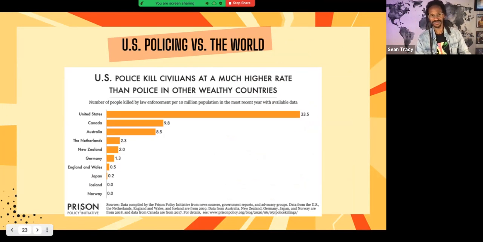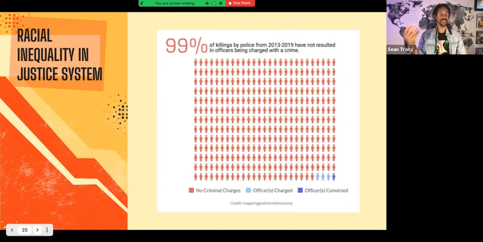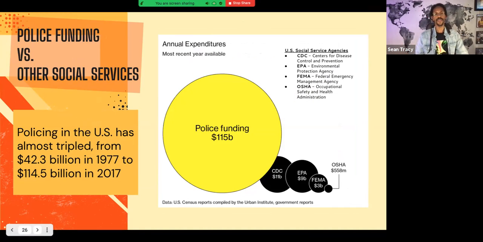So we talk about, again, more data. We talk about men of color being twice as likely to be killed by police, and how, prior to the George Floyd and Derek Chauvin case, 99% of those cases resulted in officers not being charged with a crime. We talk about these patterns and this data, and the kids really get into it. This is more talking about the funding. It's a whole bunch of data, but we would break it down over different days and talk about different things.